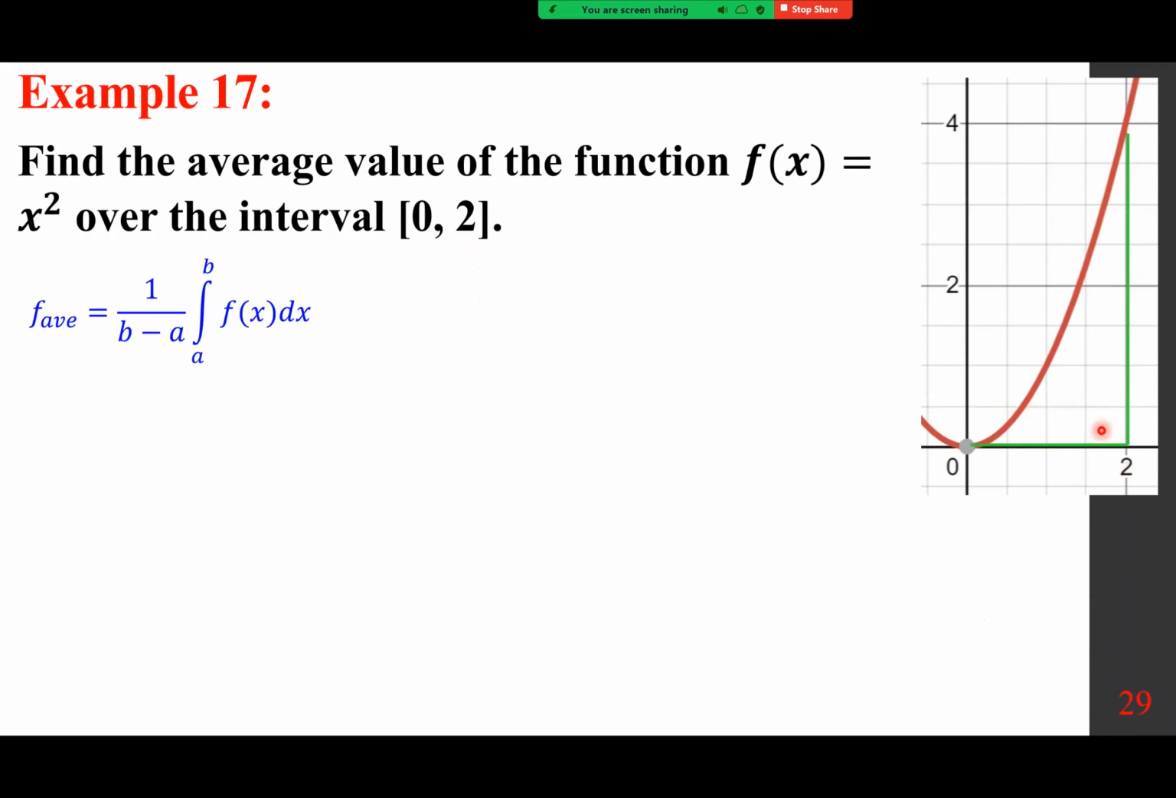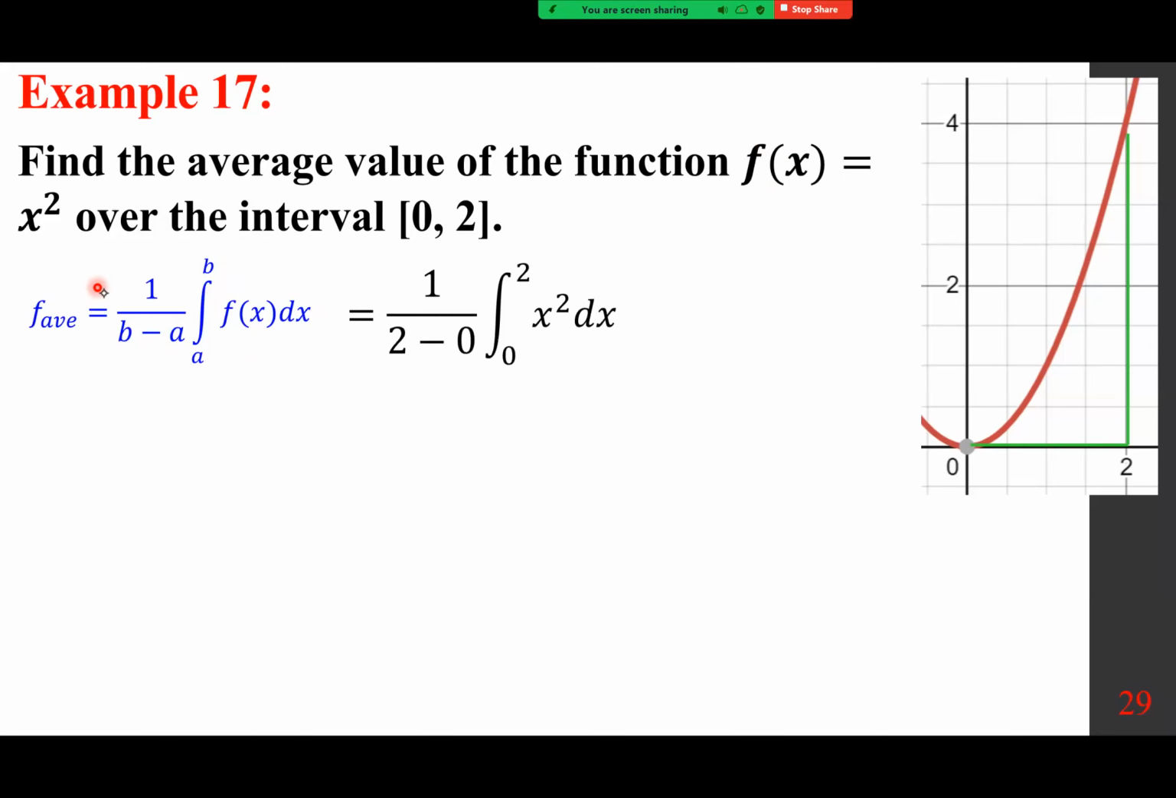And ultimately, there is some point that if you draw a rectangle, the area of that rectangle becomes the same as the area under the curve. That's the concept. So from 0 to 2, a is 0, b is 2, 1 over 2 minus 0, f of x is x squared.